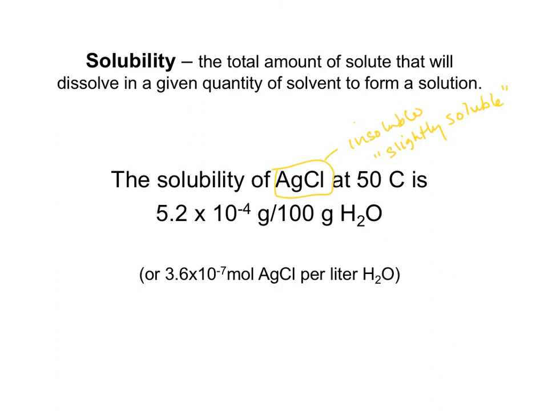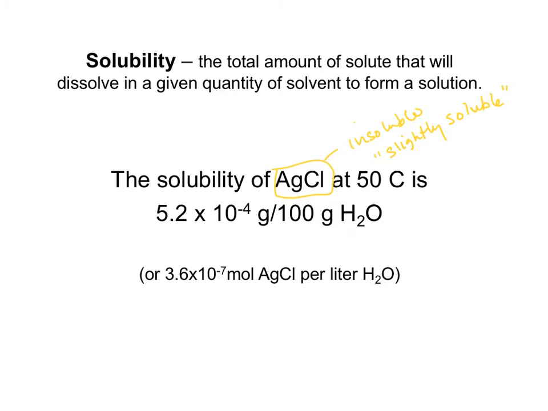So remember, with solutions, you have the solute. Let's back up for a second here. Solute is the thing that's going to be dissolved. The solvent would be water, or sometimes you have organic liquids that are going to be doing the dissolving, and then together they form the solution. Okay, so think about this again. The concentration, or the amount that will dissolve, the solubility of silver chloride is 5.2 times 10 to the minus 4 grams in 100 grams or 100 milliliters of water.